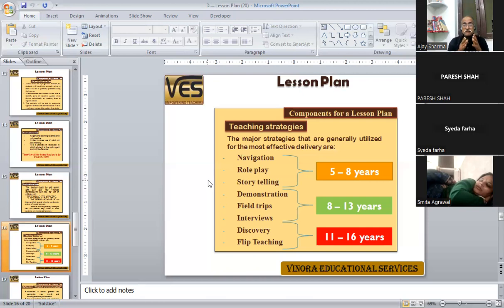For the class 5 onwards, up to class 8. And then the next strategies are for 11 to 16 years. That means the senior secondary classes. Discovery, flip teaching, they are the strategies for 11 to 16 years of students, age group.